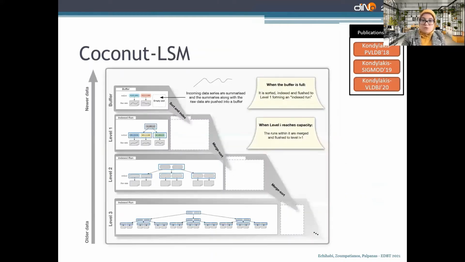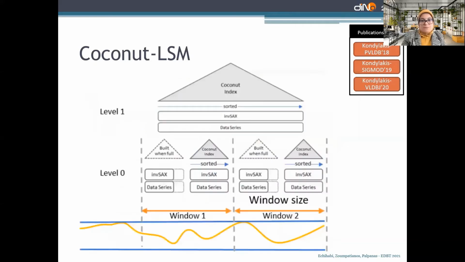Coconut has also been extended to operate on LSM trees, which are adapted for online operation. So Coconut LSM is the first data series indexing solution for similarity search in streaming time series. It allows users to efficiently index and answer similarity search queries for ad hoc windows in the past. So it is able to answer queries such as find sequences similar to this pattern that have occurred in the stream, for example, last week or last month.